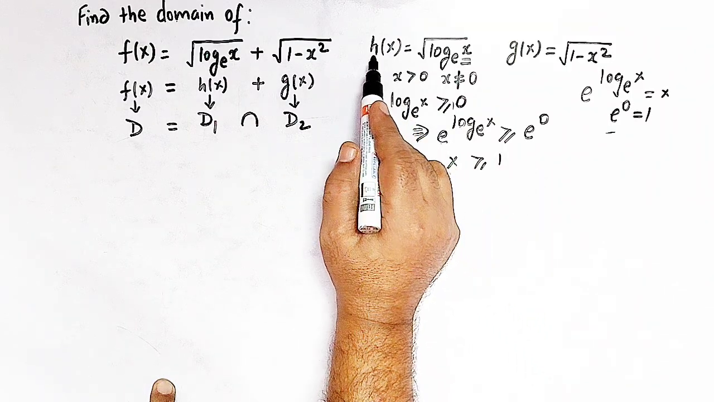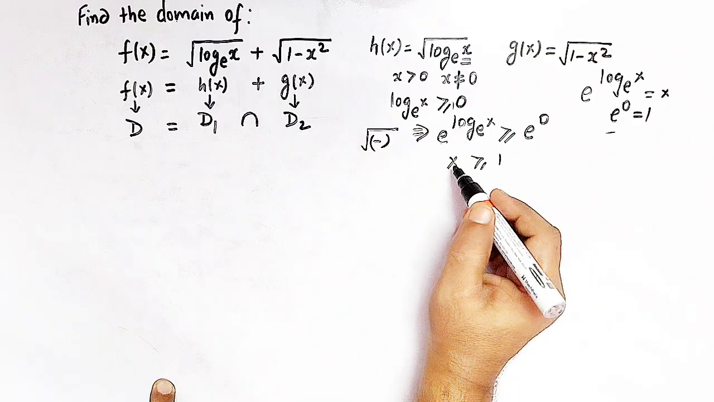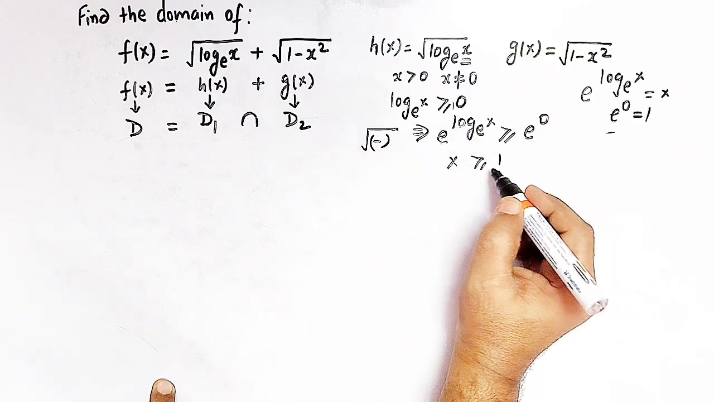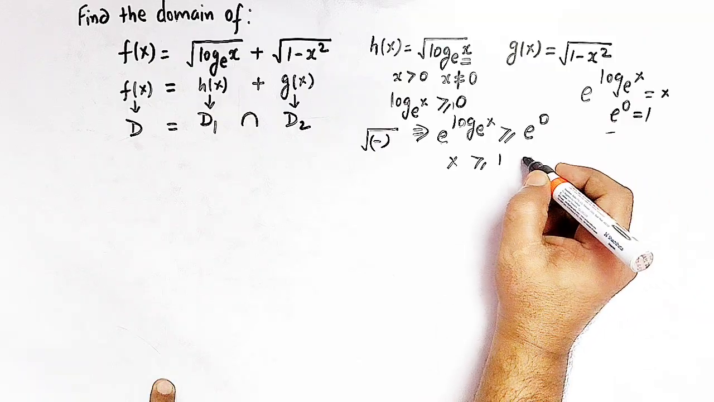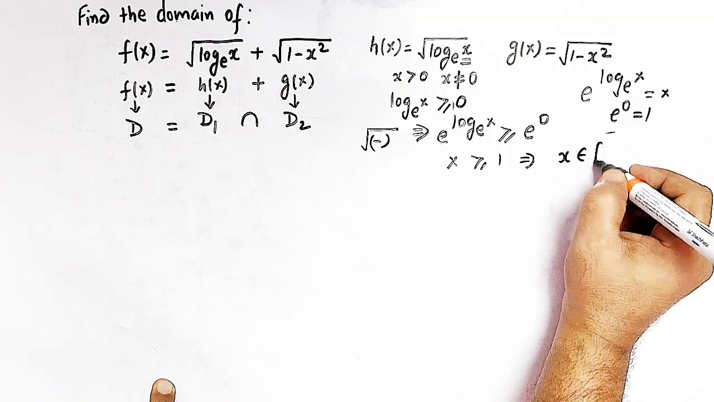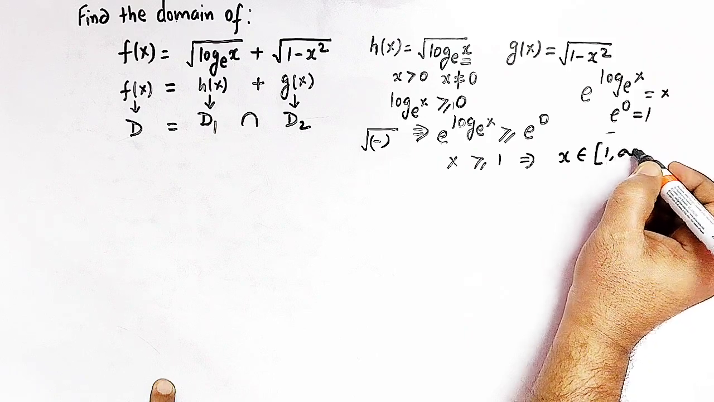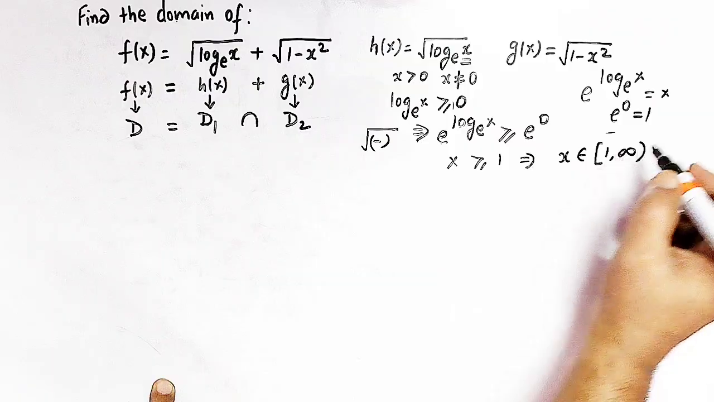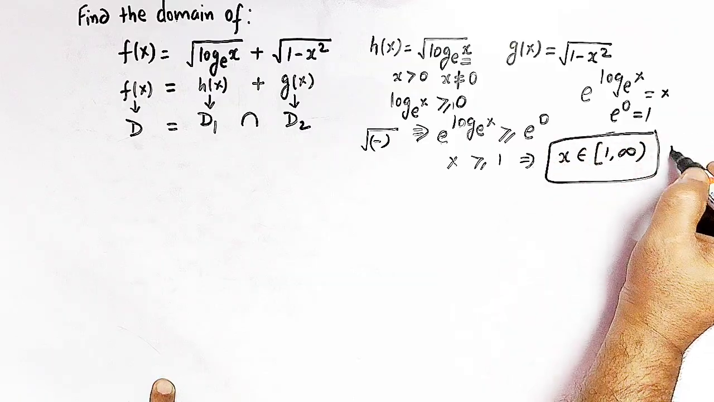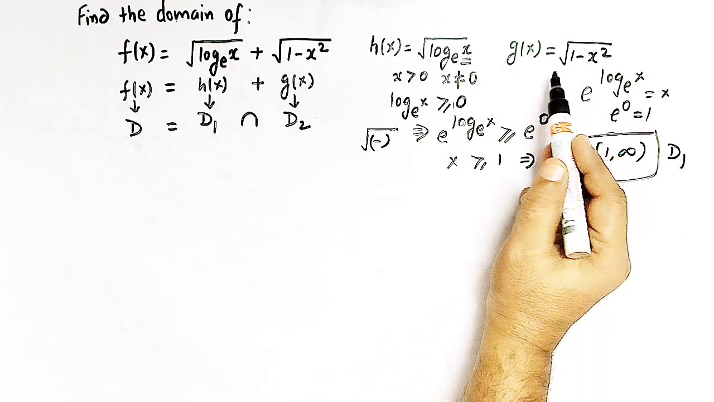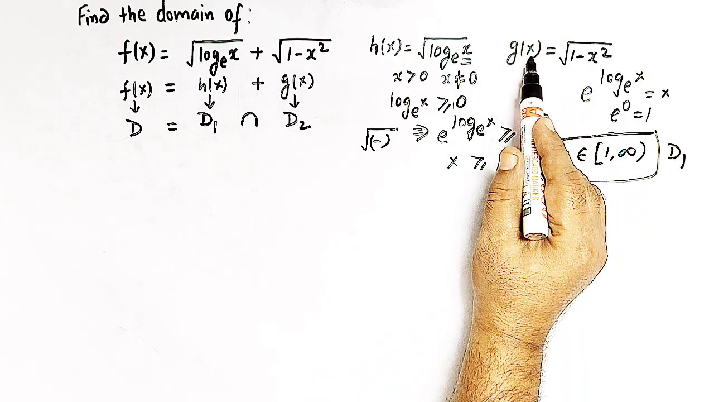So the domain of this function h of x is given by all values of x which are greater than or equal to 1, or we can write x belonging to the interval that is 1 to infinity. So here 1 is included. So this is the domain of this function h of x. So now let us find out the domain of this function g of x.